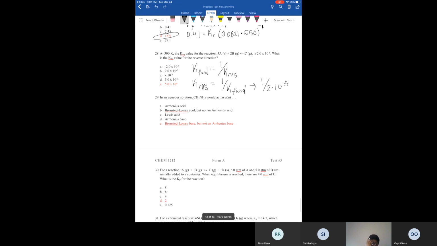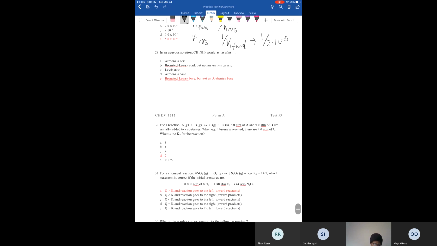So in an aqueous solution, methane would act as a Bronsted-Lowry base, but not an Arrhenius base. A Bronsted-Lowry base is a proton acceptor. So it's not going to be an acid, and the reason why is because of its structure. It looks like this. So you've got H3.